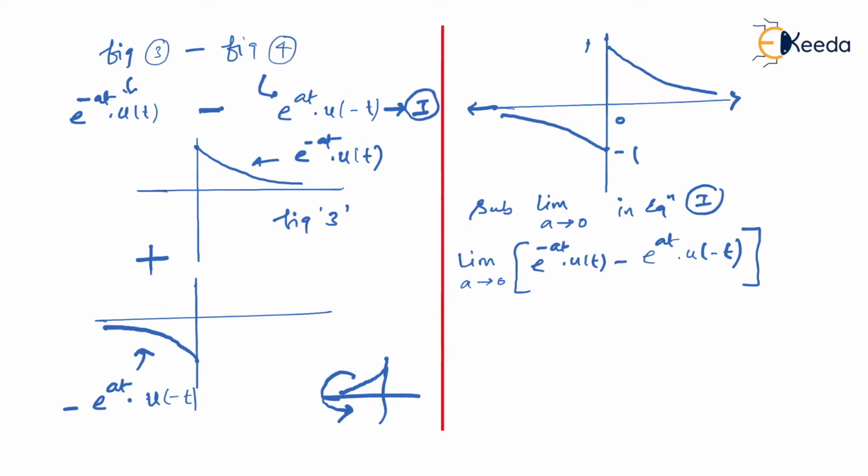Wherever you find a, just substitute a equal to 0. In effect, what do I get? You know that e to the power 0 becomes 1. So we get this type of expression, which is u of t minus u of minus t. So finally what we have is u of t minus u of minus t.